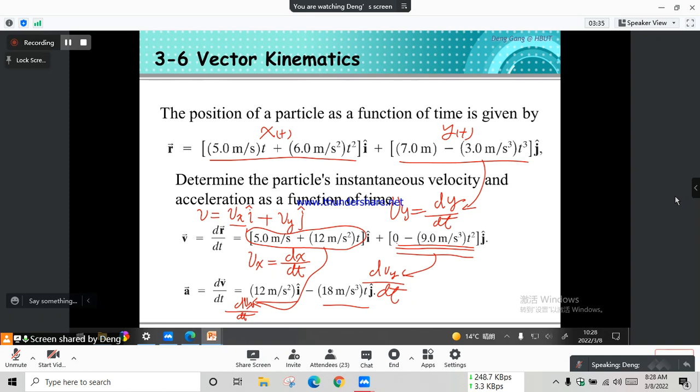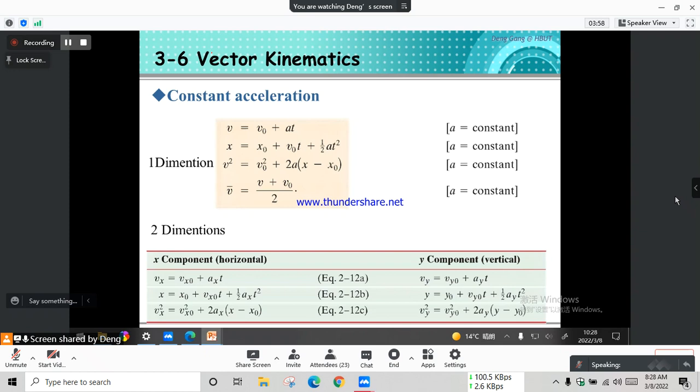So that means vector kinematics, or kinematics in 2 dimensions. We just resolve it into components and change this kind of problem into several problems in 1 dimension. Okay, and just to check, we have shown you that all the equations in 1 dimension can be applied to 2 dimensions for each component.